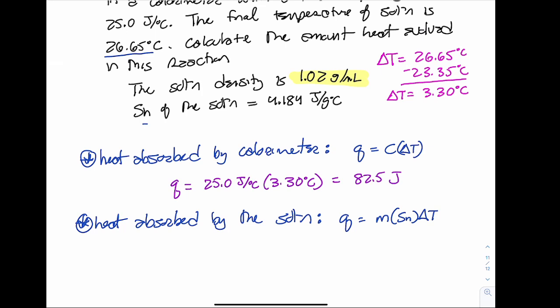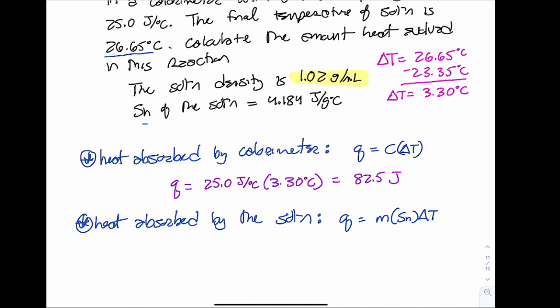Remember, if we have units that are something over something, in this case grams over milliliters, we use it to convert between those two things. Since my units are grams per milliliter, we use it to convert between grams and milliliters. Molar mass, grams per mole, converts between grams and moles. Molarity, moles per liter, converts between moles and liters. So I'm going to use my density.